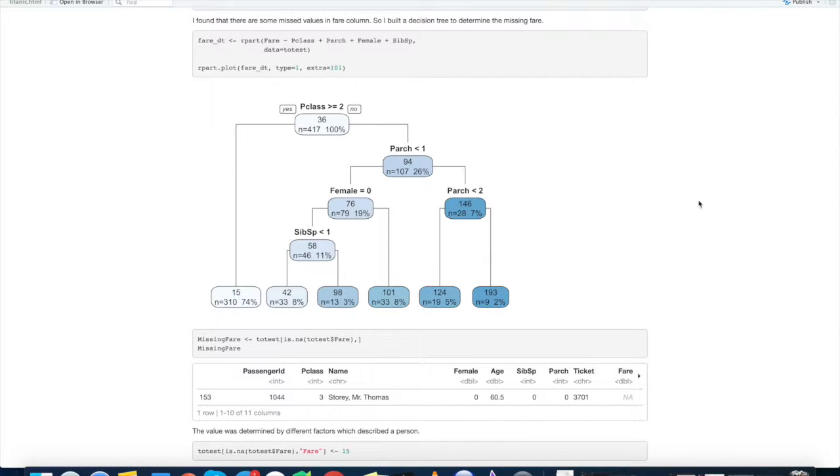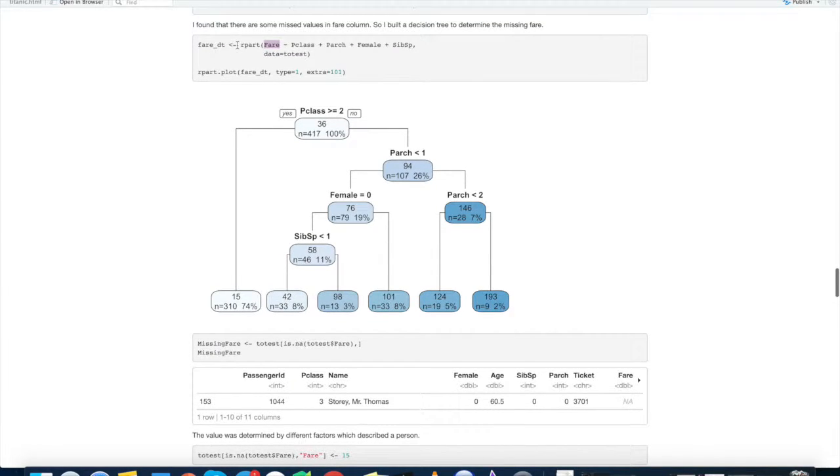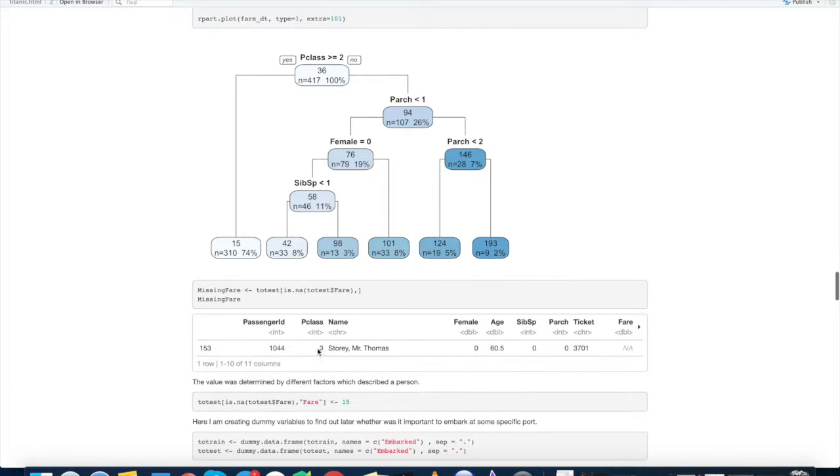For filling the missing fare of passengers, I built a decision tree to define, according to the rest of the factors, how much the passenger could spend aboard the Titanic. For filling a missing variable, you have to look at the rest of the information about the passenger and try to define how much he or she could spend. For example, Mr. Thomas Story was in the third class, so he could spend approximately $15. If he was in the first or in the second class, we had to go on the right to decide how much he could spend.